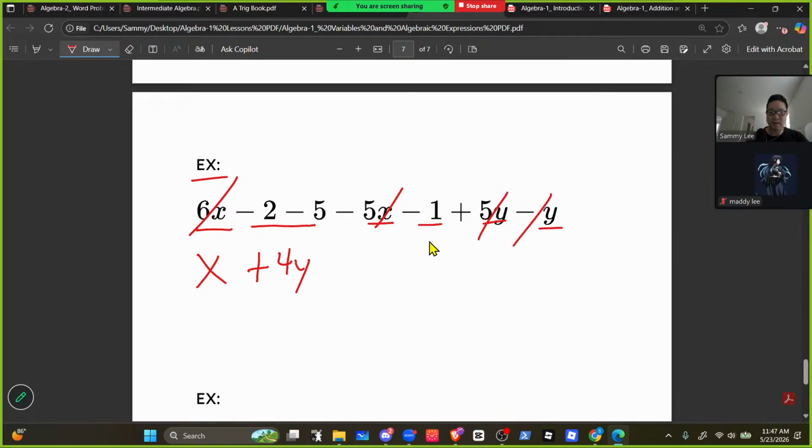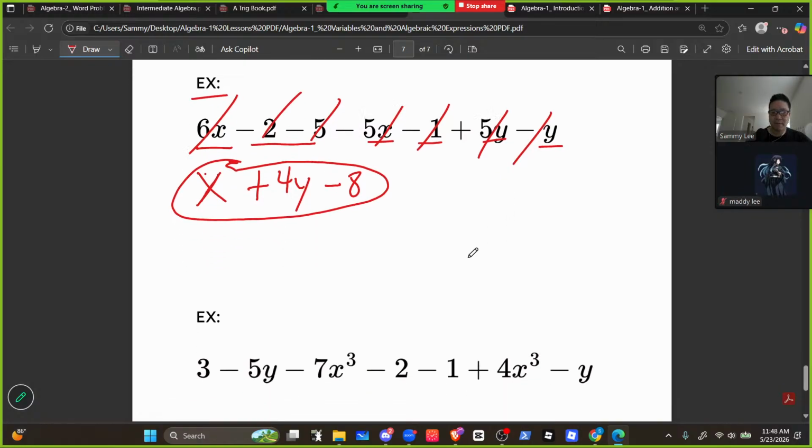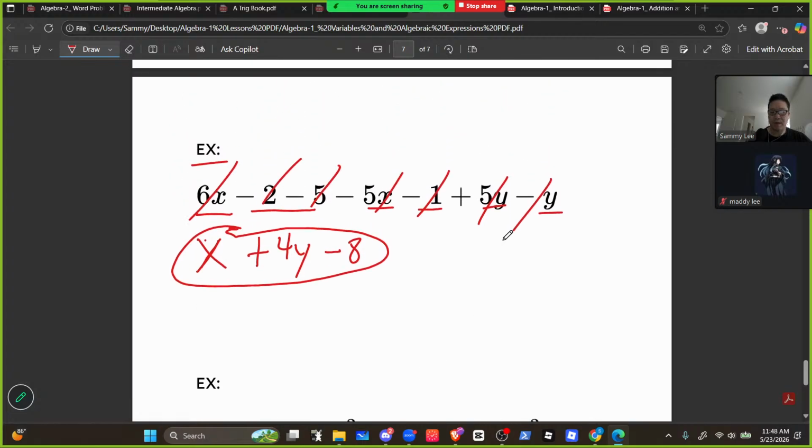And then the constants will sum to negative 2, negative 7, negative 1. That's going to be negative 8. Okay, so we have x plus 4y minus 8. Is this what you got? Yeah. Okay, good. And for the final example, let's try this one.